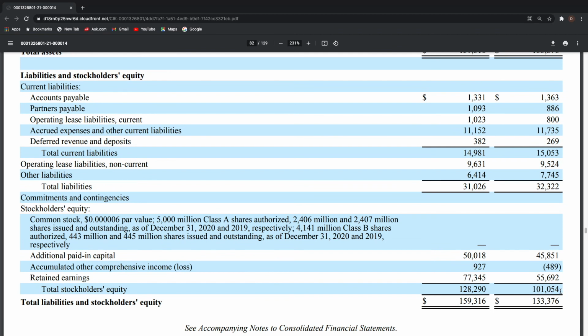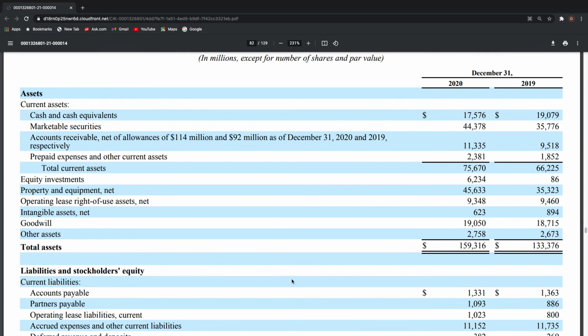We can see here the total stockholder equity has risen from 101,054 in 2019 to 128,290 in 2020. So that's another one of the signs that we're looking for here as well, that the equity is increasing. And now we'll be able to see the balancing part.